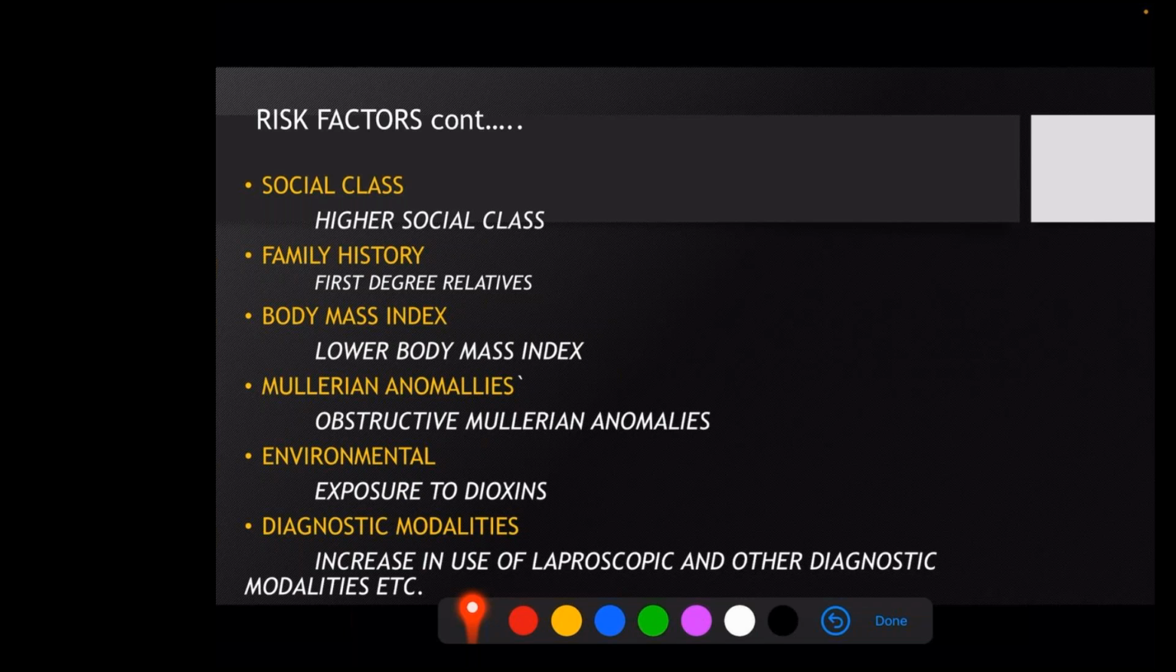Then it is also commonly seen in women with a lower body mass index. Less than 20 kilogram per meter square is a lower body mass index. Between 20 and 25 is average or normal BMI. Between 25 to 30 is excess weight, and more than 30 is obese. So some slim ladies are more prone to endometriosis.